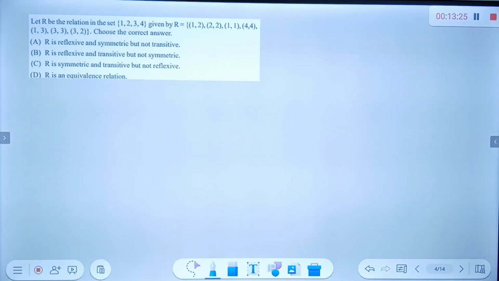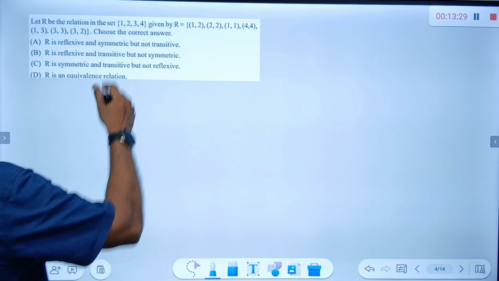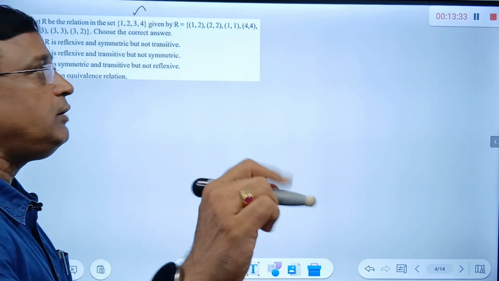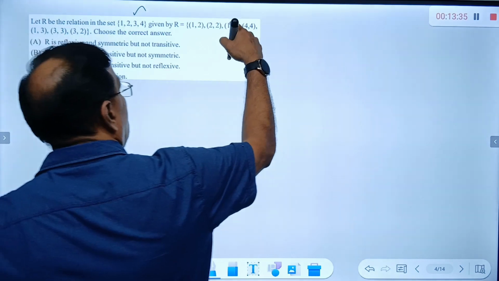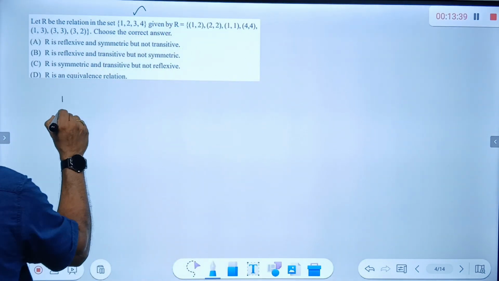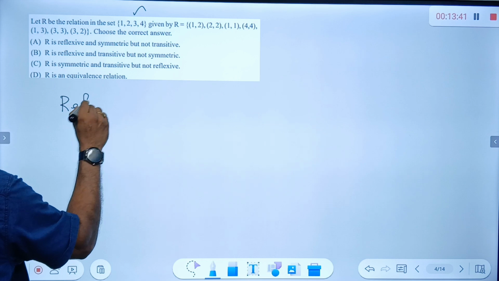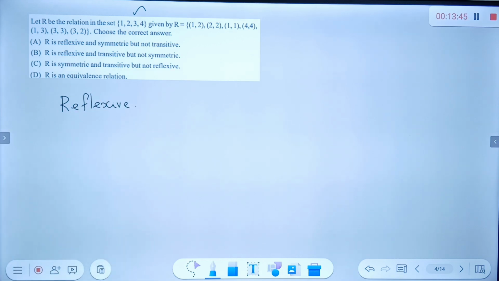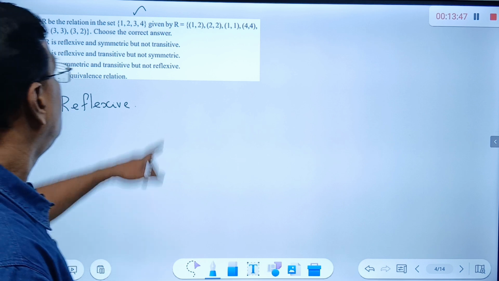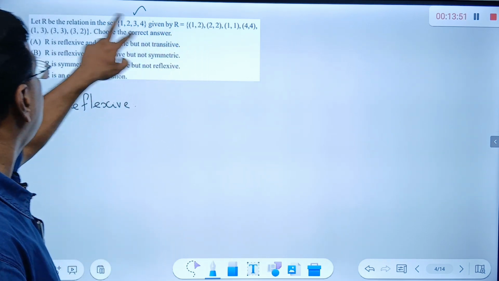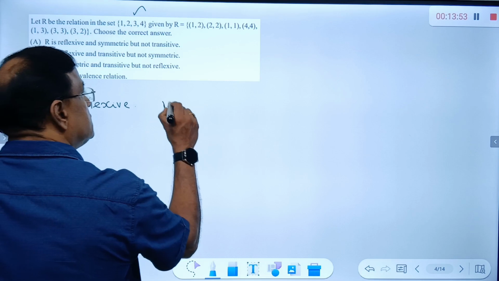Now I have to decide whether it is reflexive, symmetric or transitive. If it has to be reflexive, since there are 4 elements, I need 1 1, 2 2, 3 3, 4 4. Identify. 1 1, 2 2, 3 3, 4 4. Therefore, definitely this is reflexive. Okay. Now we have to check whether it is symmetric or not. 1 comma 2 is there, search for 2 comma 1. 2 comma 1 is not there. So it is not symmetric.